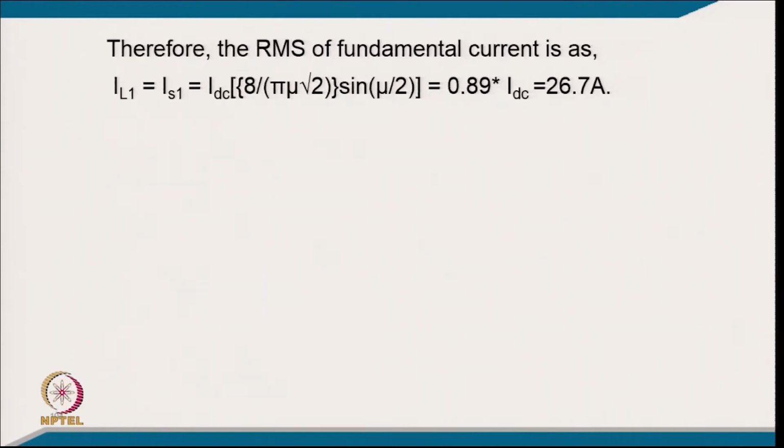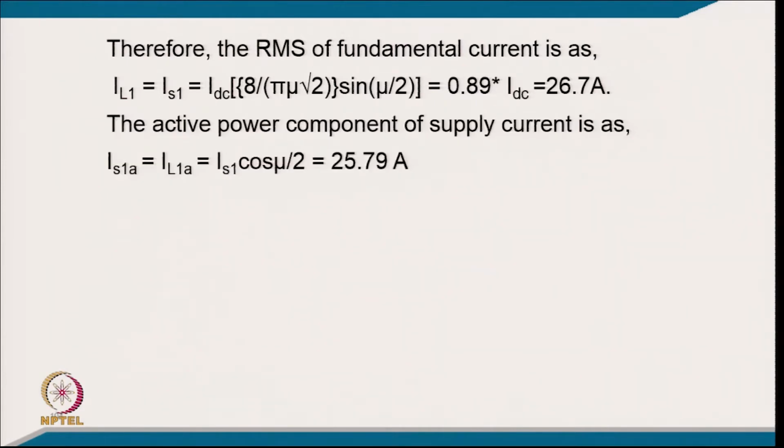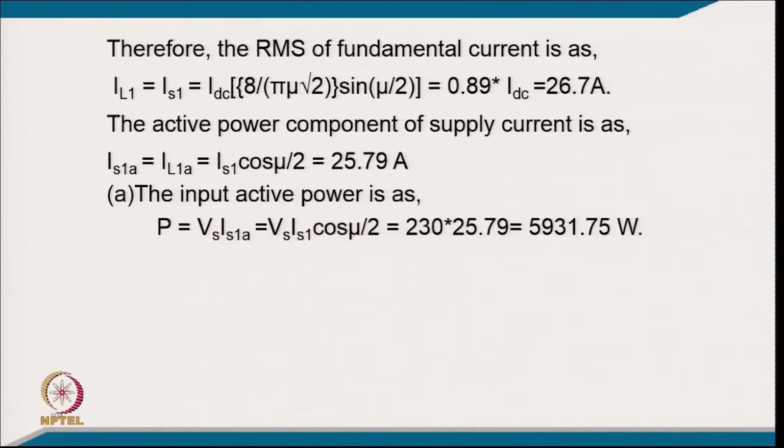Therefore, the RMS fundamental will be IL1, ISN, putting n equal to 1 in that relation, IDC in bracket 8 by pi mu root 2 into sin mu by 2, that comes 0.89 IDC. So, it comes 26.7 ampere. The active power component of the supply current will be IS1A equal to IL1A, that is IS1 cos mu by 2, that comes 25.79, and the input active power from the relation will be Vs into IS1A, that is Vs IS1 cos mu by 2.